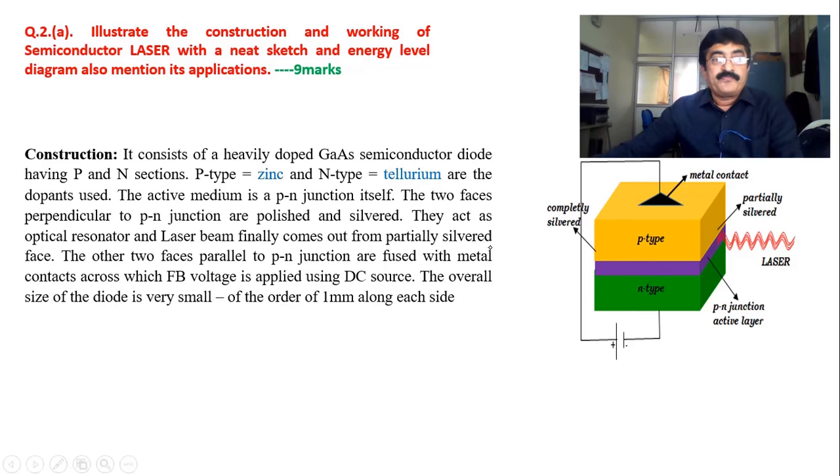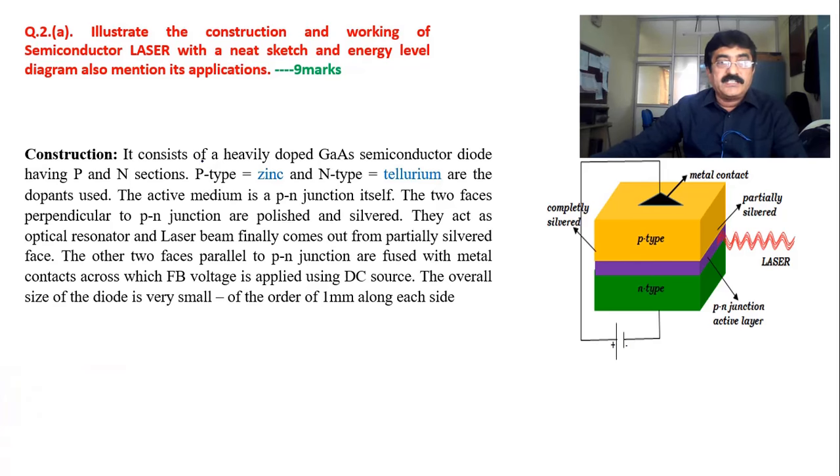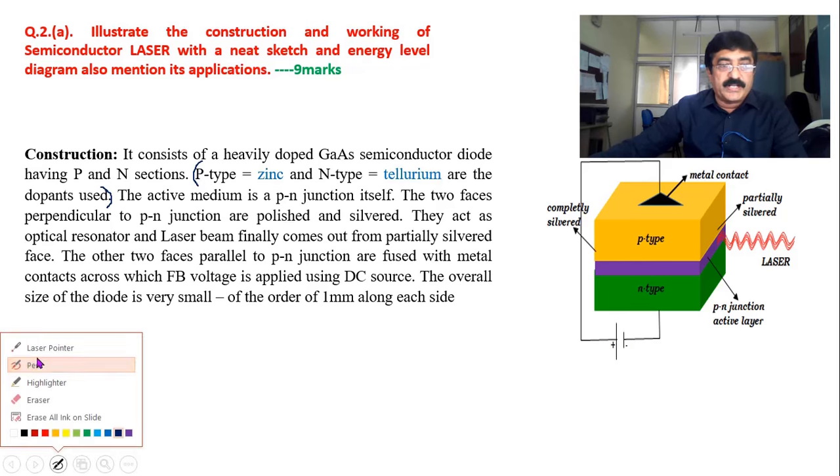So whatever I explained, it is in wordings now. It consists of heavily doped gallium arsenide semiconductor diode having P and N sections. P type is doped with zinc, N type is doped with tellurium. This part is not compulsory. This is only optional, right? How you produce P type, how you produce N type, you need not mention. It is only optional, right?